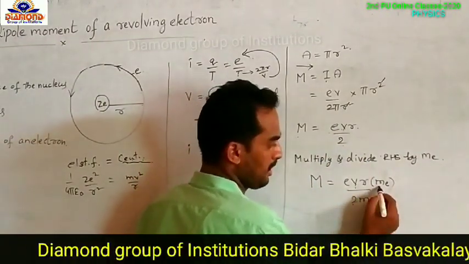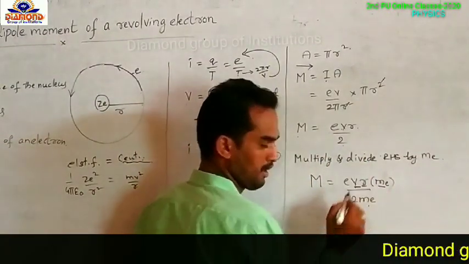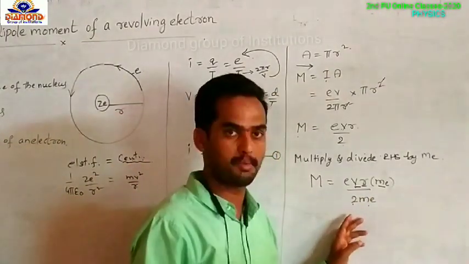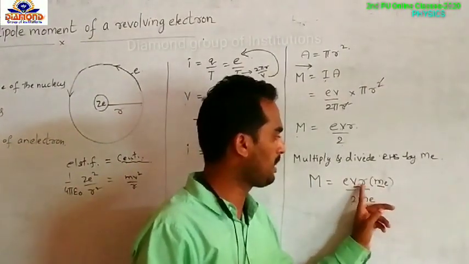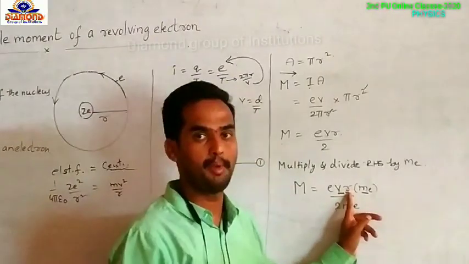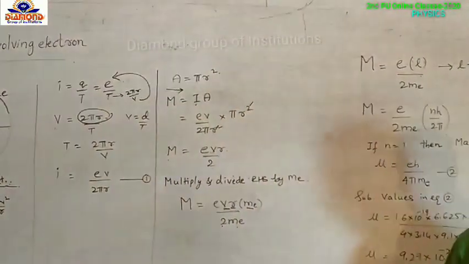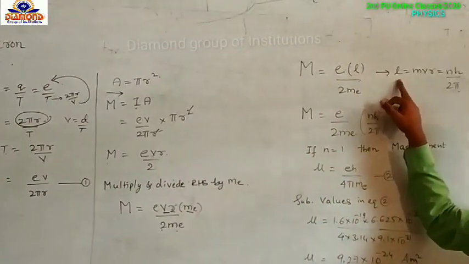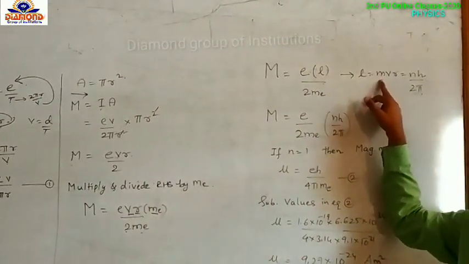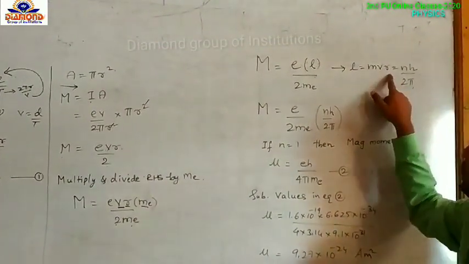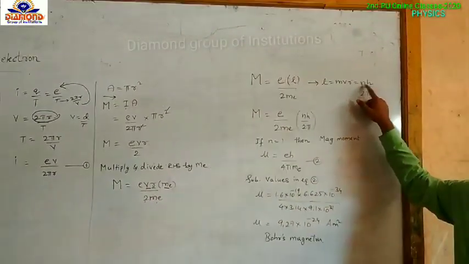So here MVR. So remember Bohr's constant. M into V into R is called angular momentum. So what is an angular momentum? It says that according to Bohr, the angular momentum of an electron is equal to integral multiple of h by 2 pi.